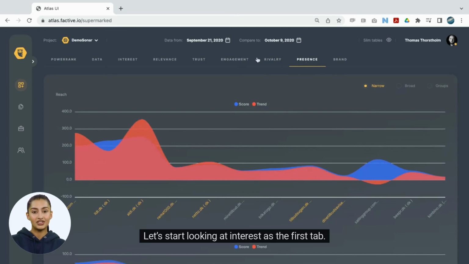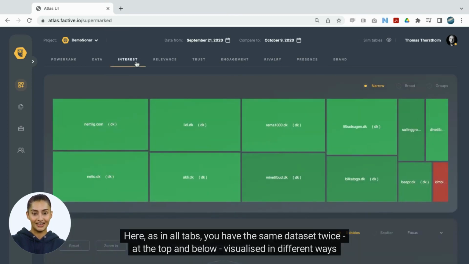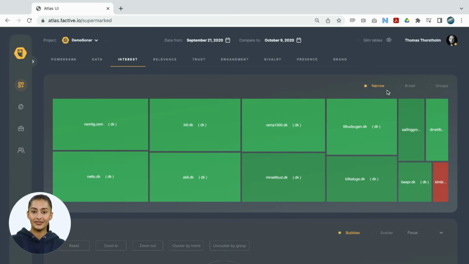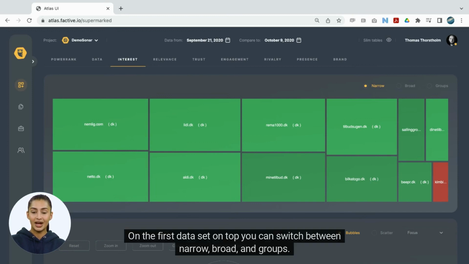Let's start looking at interest as the first tab. Here, as in all tabs, you have the same dataset twice, at the top and below, visualized in different ways to make it easier to generate useful perspectives and insights. On the first data set on top, you can switch between narrow, broad, and groups.